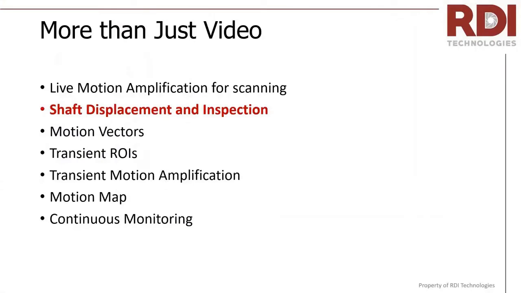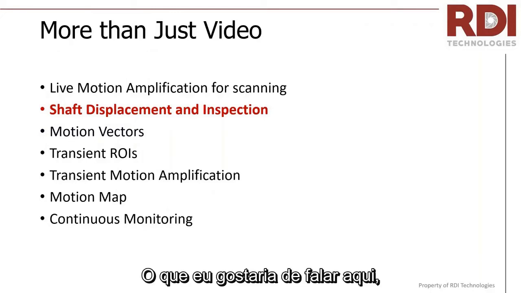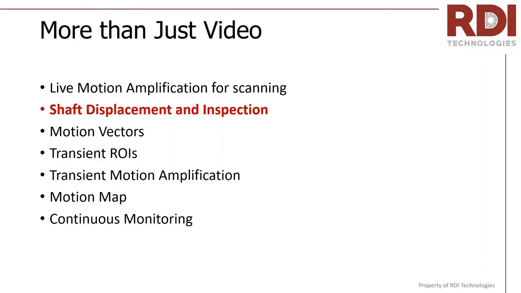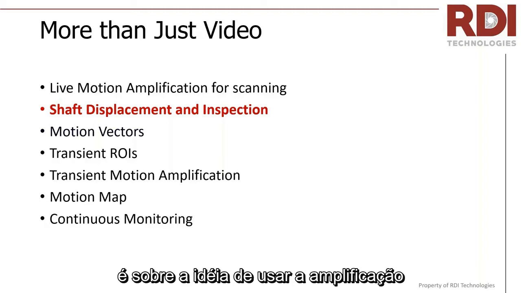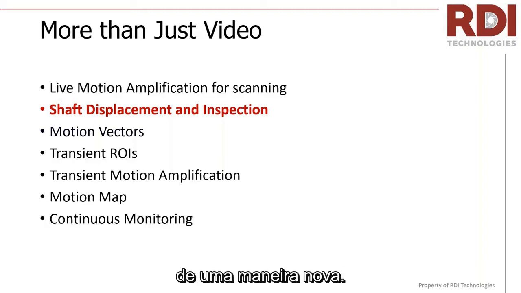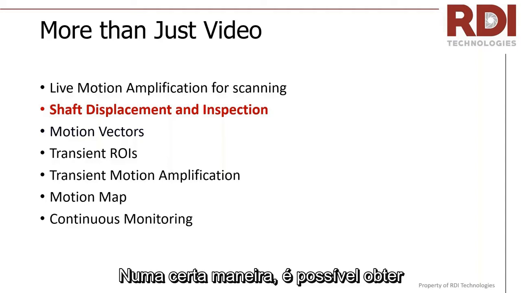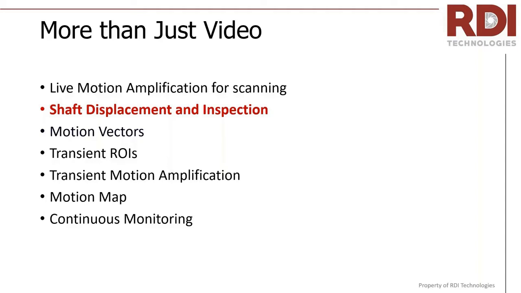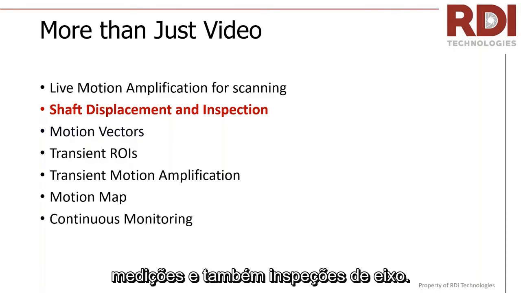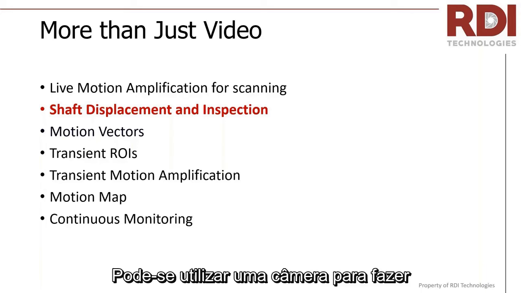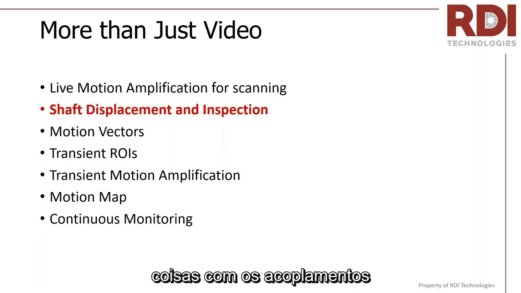And so what I want to talk about here is the idea about using this in a new way, right? In a way in which you can get at sort of shaft measurements and also inspection, right? So you can go through and utilize a camera to do some things with the couplings and the rotation to be able to do measurements on the shaft itself.